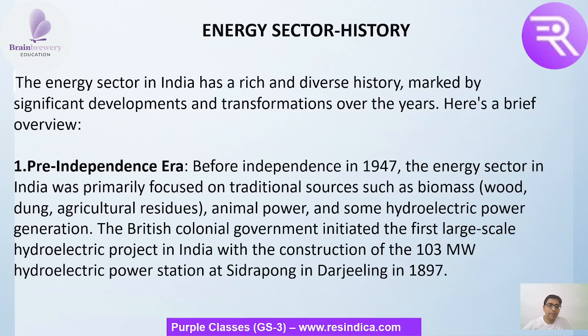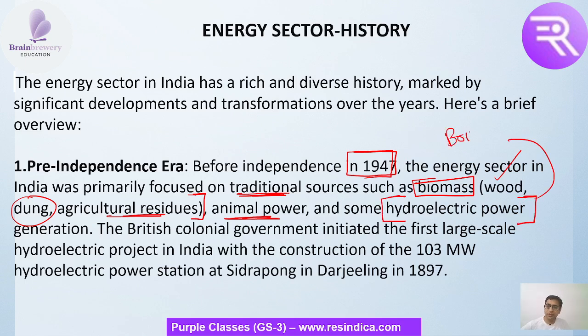Under the pre-independence era, before 1947, we were focusing solely on traditional sources, which we derive from local sources in the form of biomass. We used to burn wood, cow dung, and agriculture residue. Then we utilized animal power and a very limited extent of hydroelectric power, because during this time the British started the construction of various hydroelectric dams.